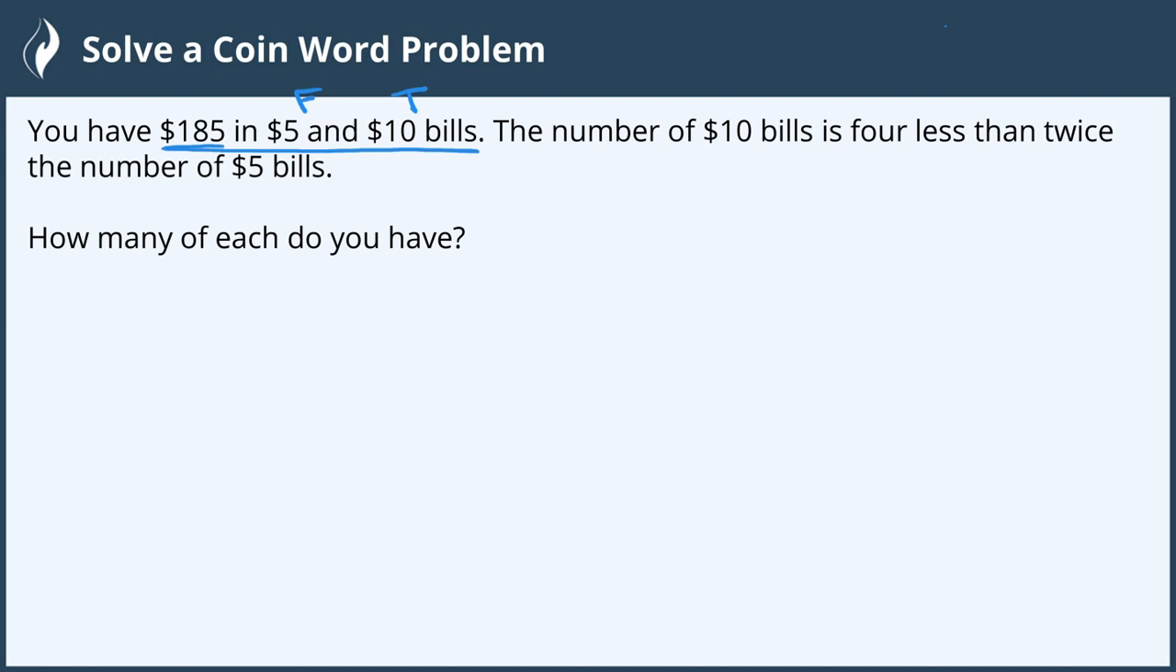To find the total amount, we take the number F of $5 bills and multiply it by the value of the $5 bills, which is 5. We'll do the same with T, the number of $10 bills, and multiply it by the value of the $10 bills. Then adding those together gives us the total amount, which we were told is 185, which is our first equation. This will be the same method for each of the coin word problems. We'll take the value and multiply it by the number, and then add it to the next value multiplied by the number. This will give us the total amount in each case.